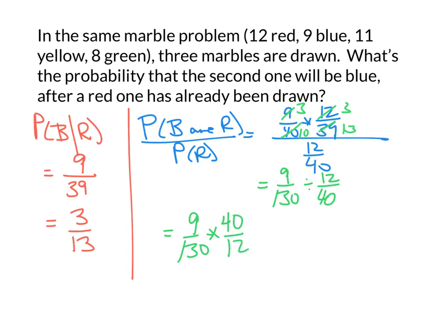And do a little more canceling. 4 goes into both of these. 3 goes in there. 10 goes in there. And looks like we're left with our answer of 3 out of 13. The same probability.